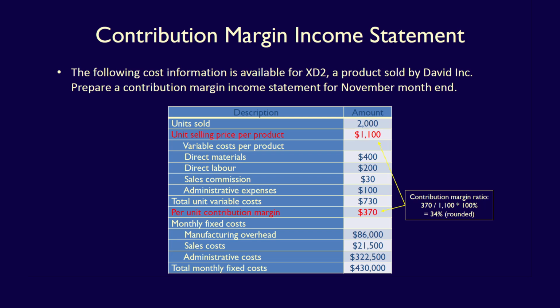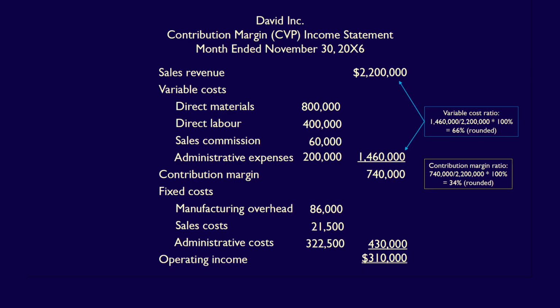Using this per unit contribution margin, we can now calculate the contribution margin ratio again. In this case, the formula is contribution margin per unit divided by the selling price per unit multiplied by 100%. $370 divided by $1,100 multiplied by 100% is equal to 34% rounded. Note that it is identical to the contribution margin ratio that we calculated using the totals for both the contribution margin and sales revenue.